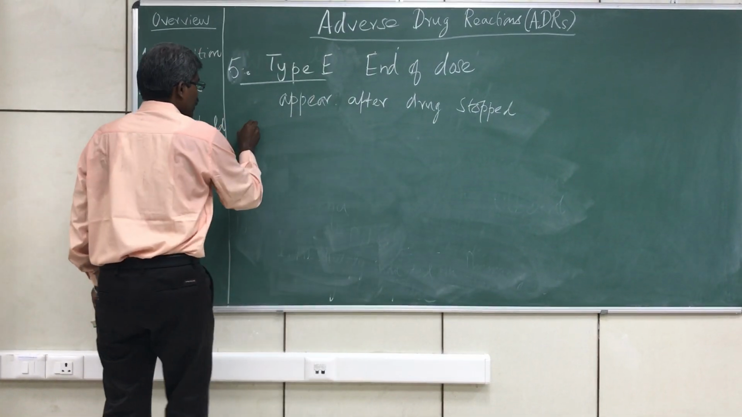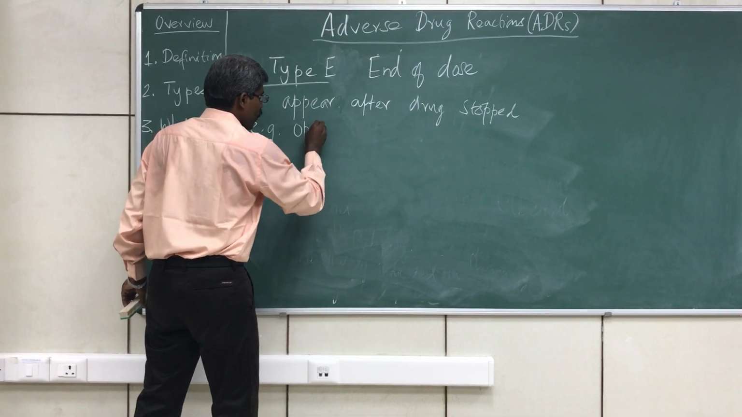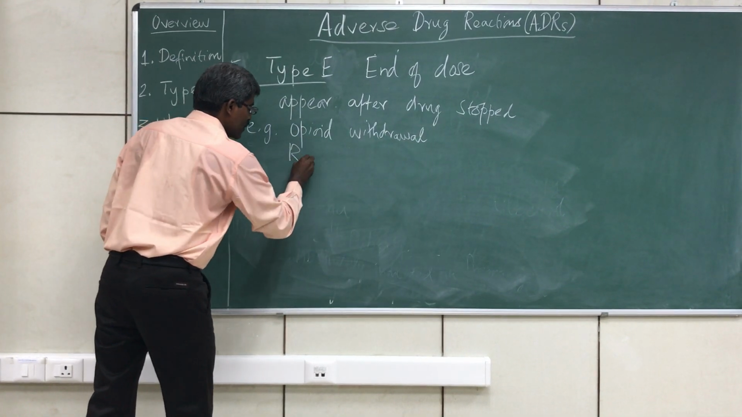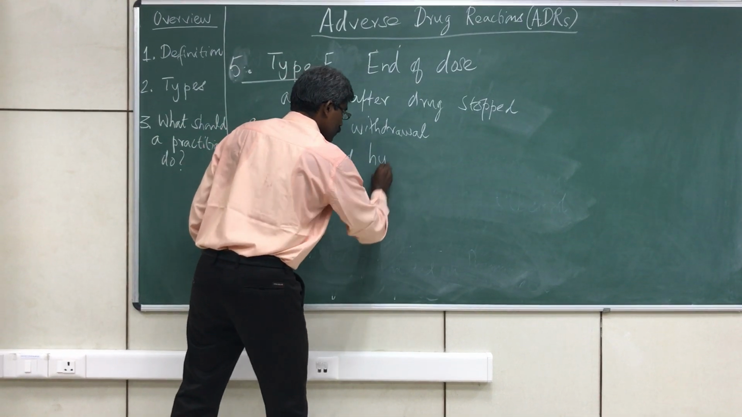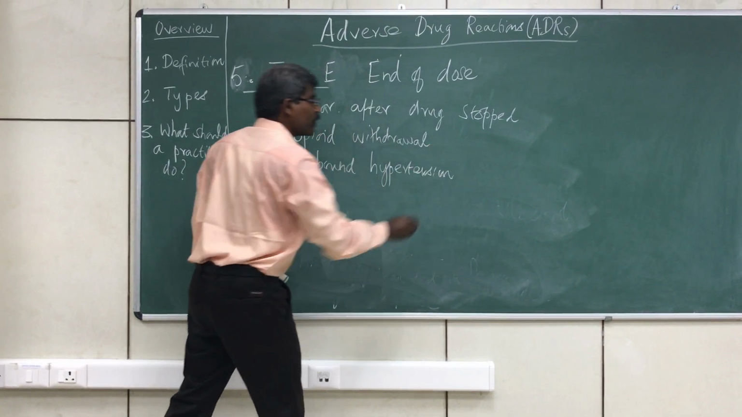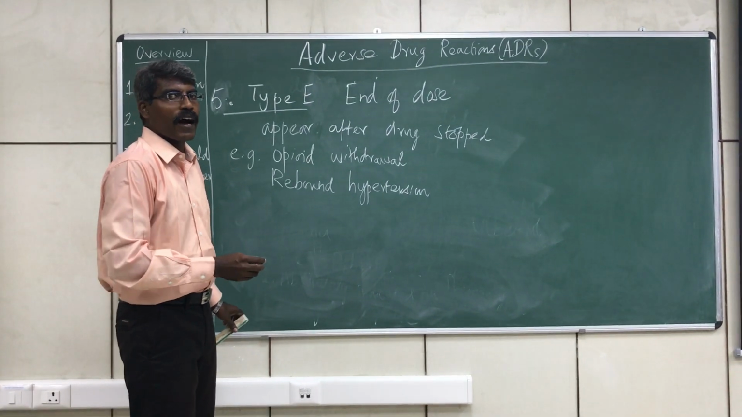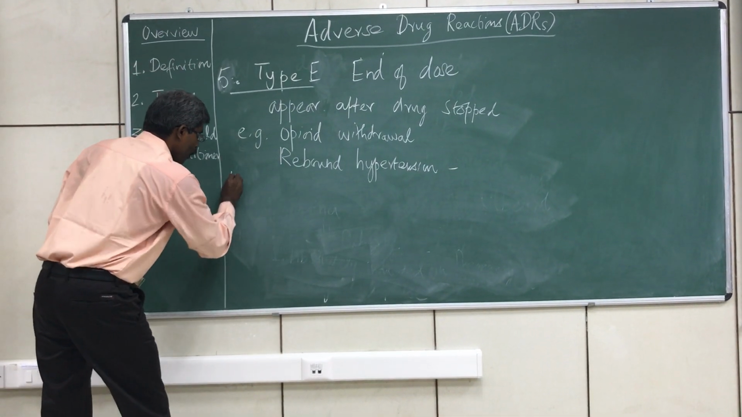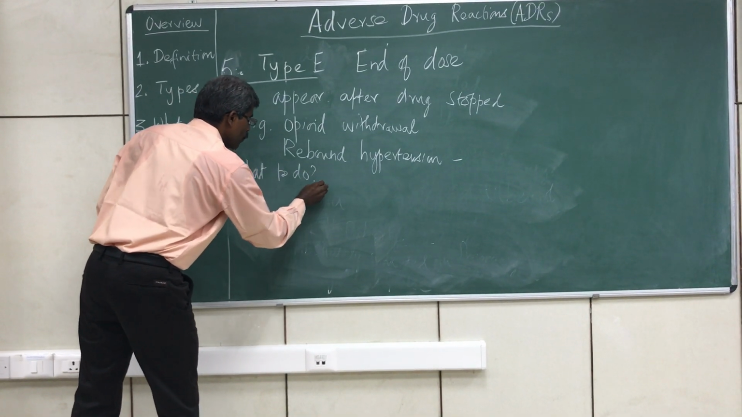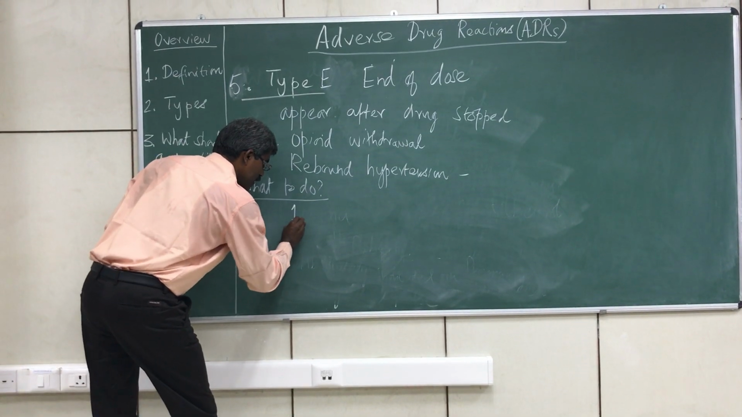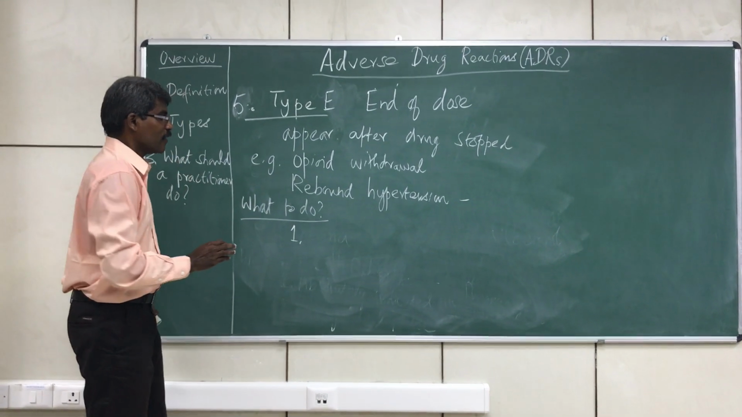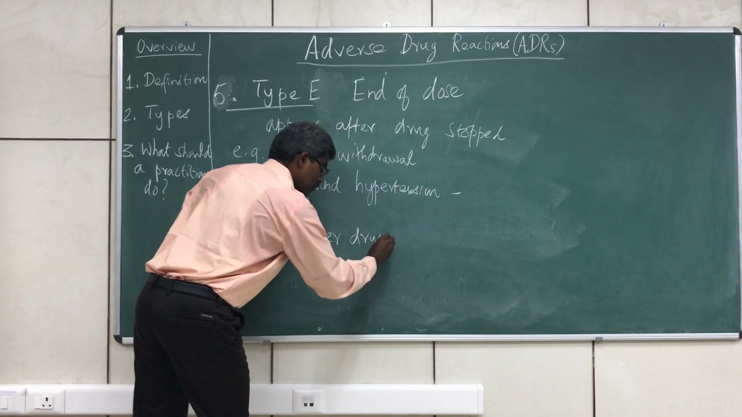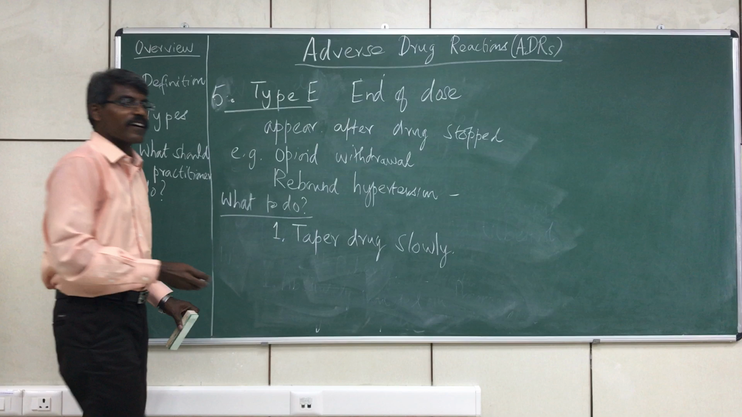Classical examples of this type of adverse drug reaction are, for example, opioid withdrawal reactions. Another classical example is rebound hypertension in a hypertensive patient who is taking a beta blocker for a long time, and when he stops suddenly, the rebound hypertension occurs. Now what should a practitioner do to prevent these adverse drug reactions? The first thing is that whenever a patient is taking a drug which is bound to cause this type of reaction, taper the drug. That's the first dictum which should be followed whenever any drug is taken for a long time.